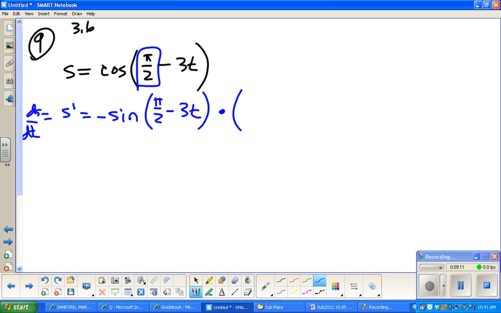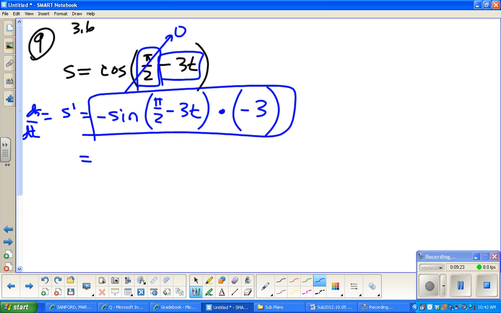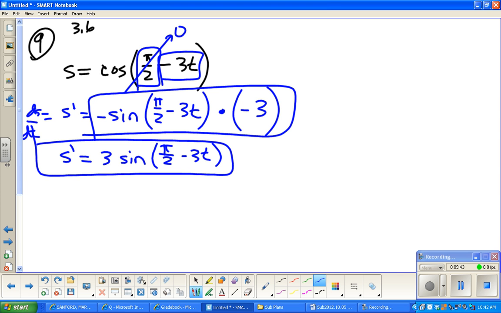Well, the derivative of pi over 2 is nothing. Derivative of a negative 3t? Negative 3. So we could simplify this a little bit. Again, you can be done here. If this is a multiple choice question, though, that's not going to be one of the choices. If you're trying to check in the back of the book, this is not going to be the answer. But negative 3 times negative, so this is going to be 3. That was a good one. I like that one. Pretty straightforward.